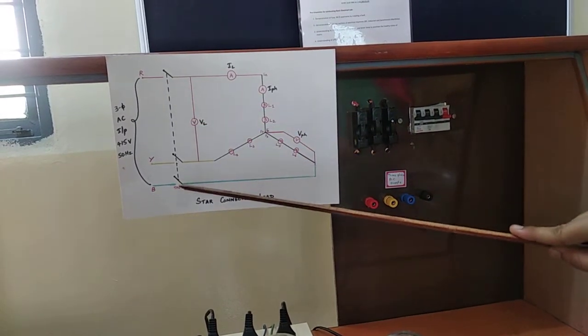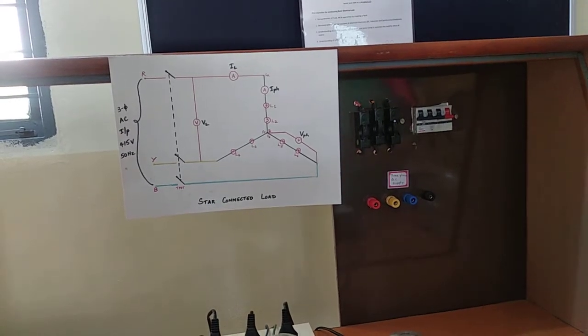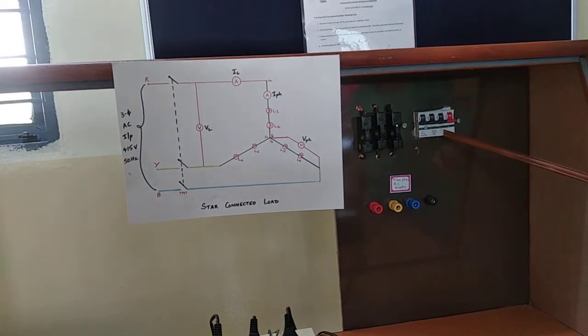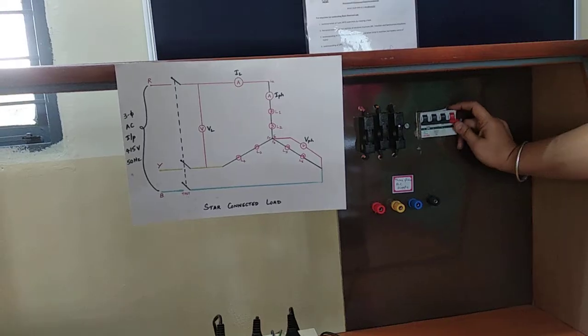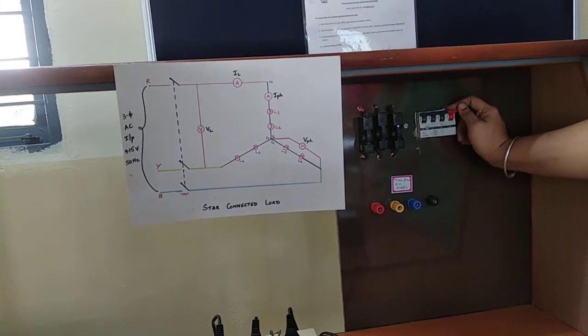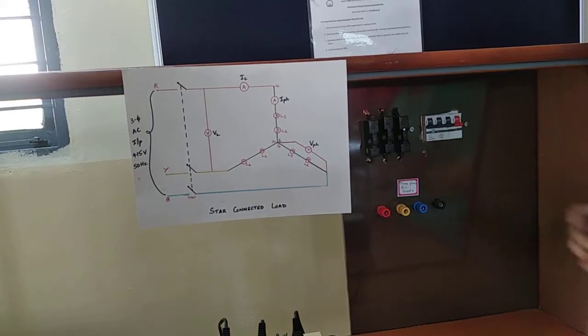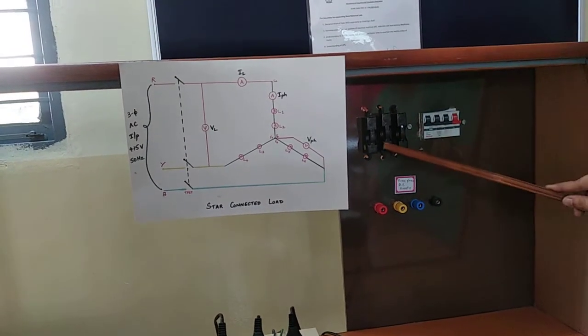Then TPST. This is called a triple pole single throw switch. This is the switch which operates with the movement of one lever. Please observe, just by moving one, I can operate all the 3 switches. Hence the name triple pole single throw switch. And this is a fuse.